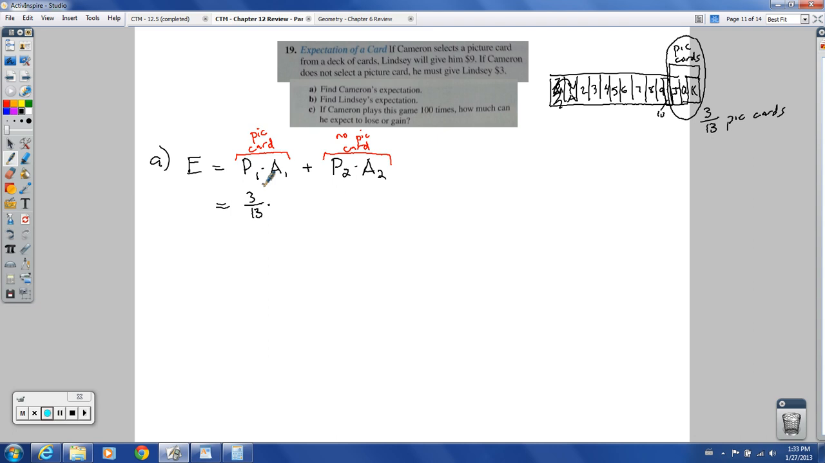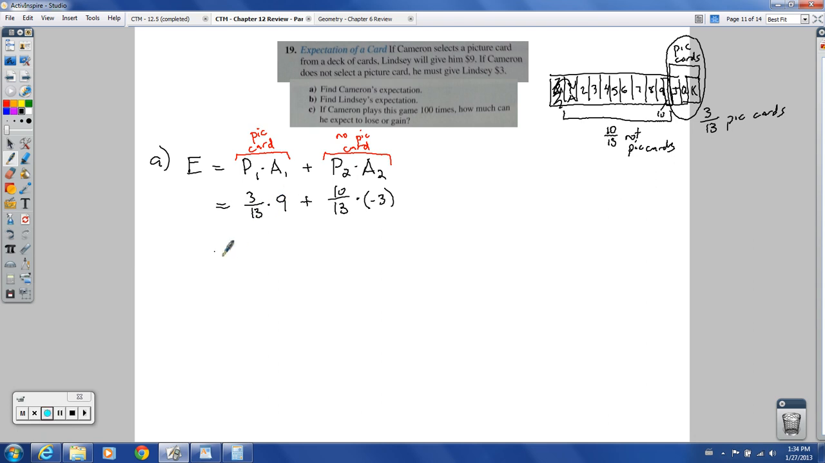Times the amount that he would get if he selected a picture card, that would be times $9 or times 9. Not getting a picture card, there's 10 out of 13 that are not picture cards. And so this would be 10 out of 13 times the amount that he would lose. That would be a negative amount, so we take this times -3. And if you wanted to put dollar signs in front of there, that would be fine too.